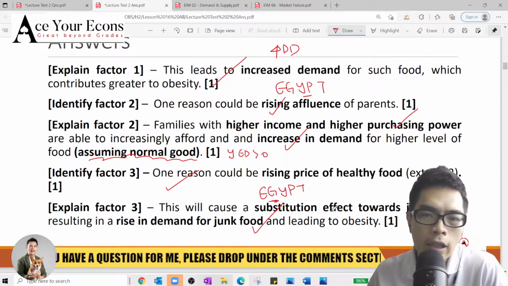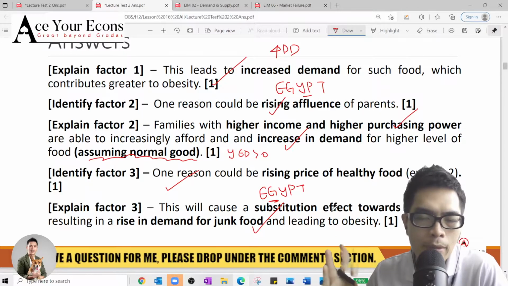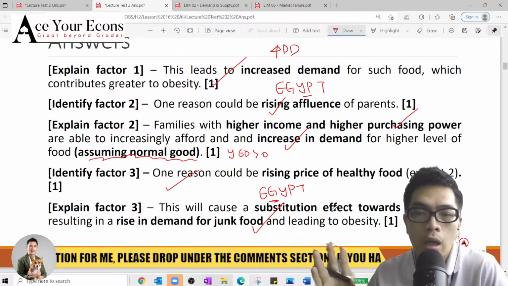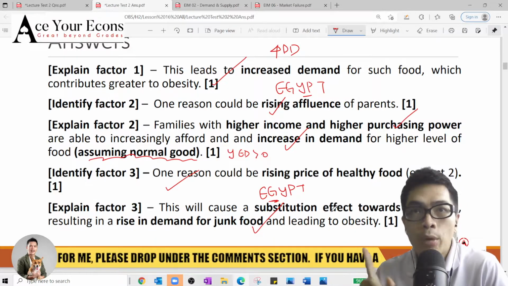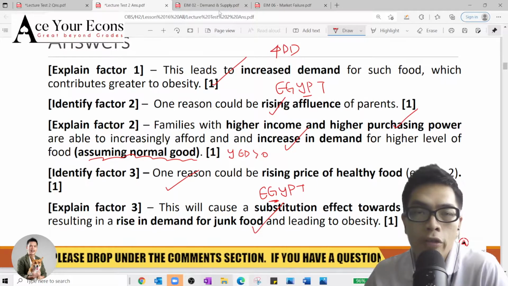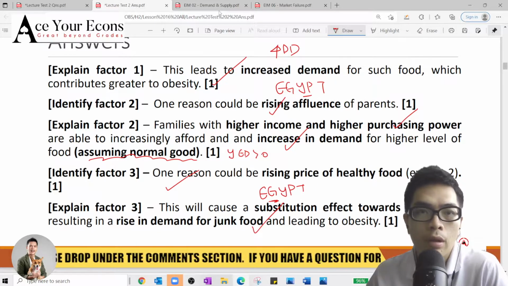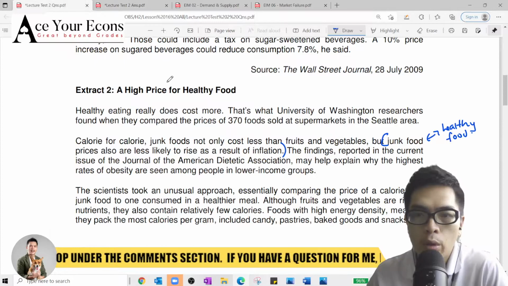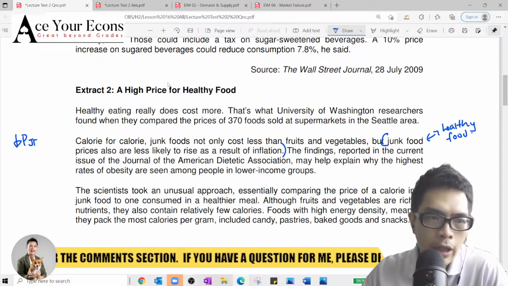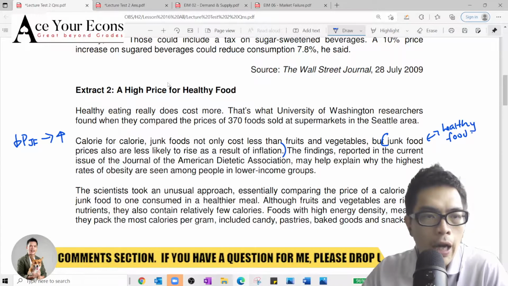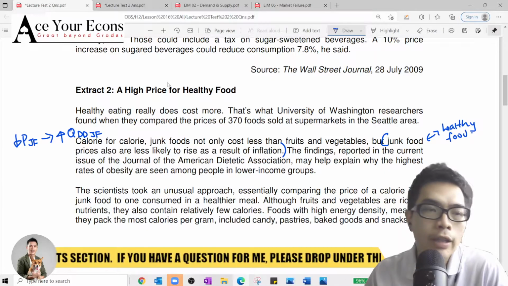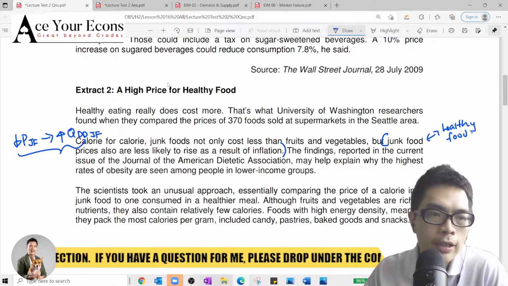So in any case, if you haven't raised a specific factor, you're probably heading towards nowhere. So I'm going to reject this. If you state that the price of junk food actually goes down, this is going to lead to a higher quantity demanded for junk food. This is not a demand factor. This is the conceptual error.